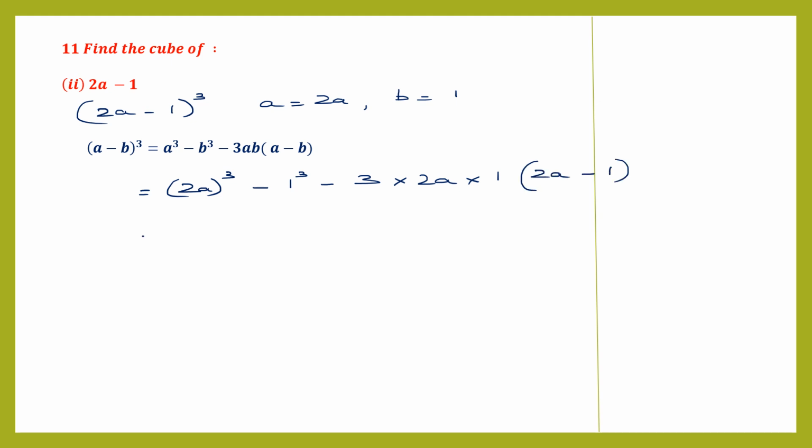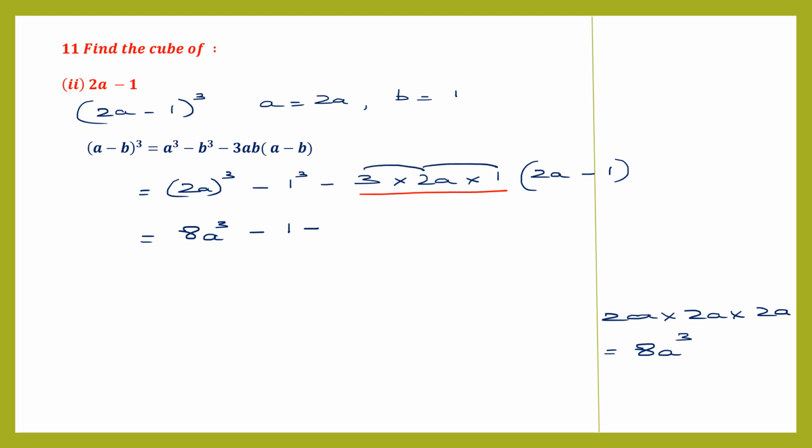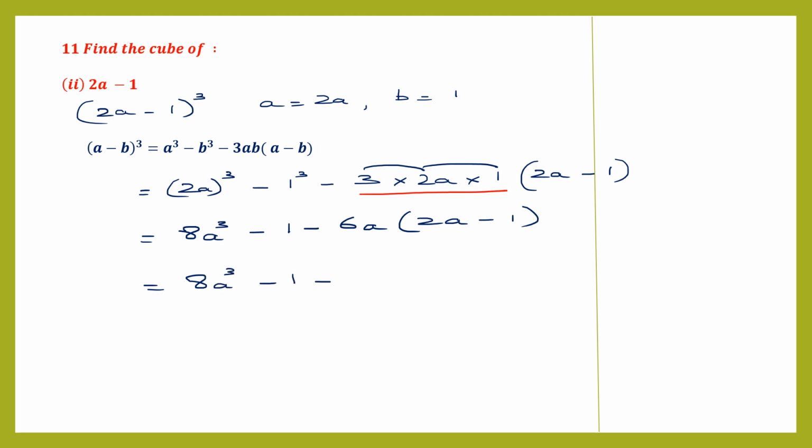So we have substituted. So here 2a cubed is 2a into 2a into 2a. So here 2 into 2 into 2 is 8 and a cubed. So this is 8a cubed minus 1 into 1 into 1 will be 1 itself. Now here we can multiply. So here we have minus 3 2s are 6, 6 1s are 6. So we continue to write 6a, and in brackets we have 2a minus 1. So this will be 8a cube minus 1 minus, now here we're going to multiply minus 6a into 2a.